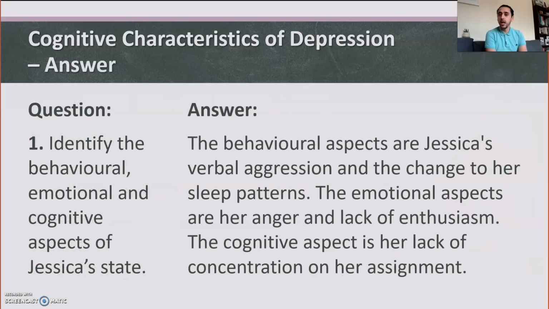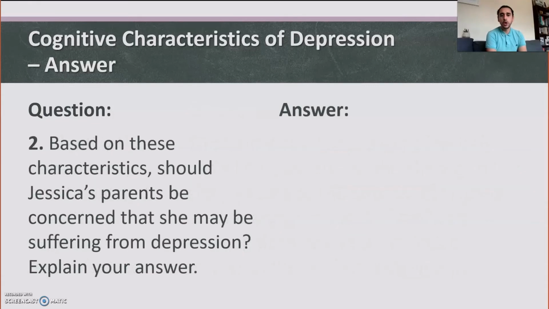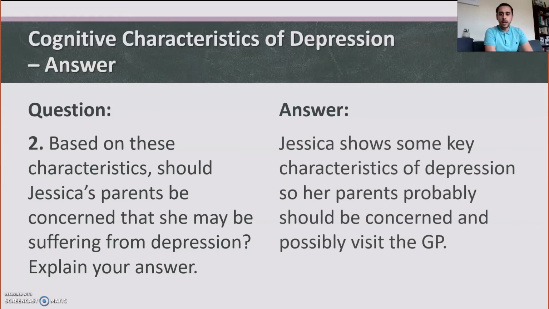Here we go. The behavioural aspects are Jessica's verbal aggression and the changes to her sleep patterns. She's also lost some weight. Those are behavioural. The emotional aspects are her anger and lack of enthusiasm. And the cognitive aspect is her lack of concentration on her assignments. Based on these characteristics, should Jessica's parents be concerned that she may be suffering from depression? Jessica shows some key characteristics of depression, so her parents probably should be concerned and possibly visit the GP.